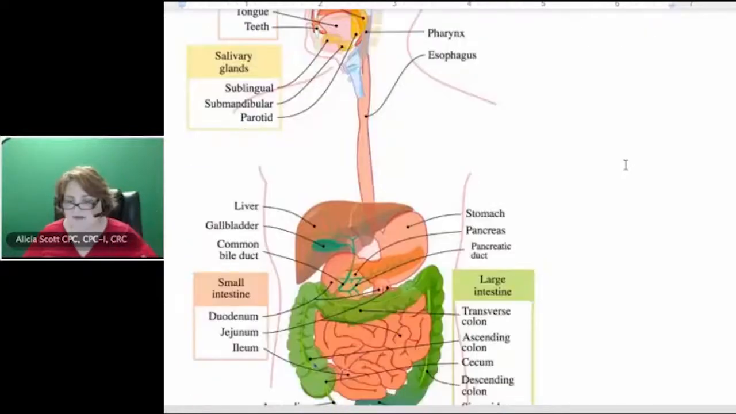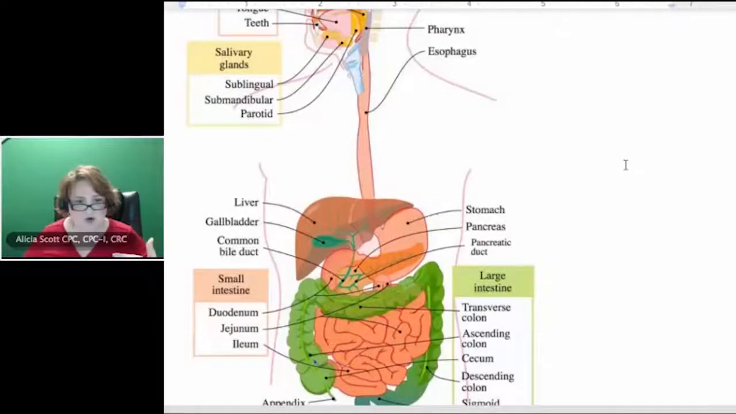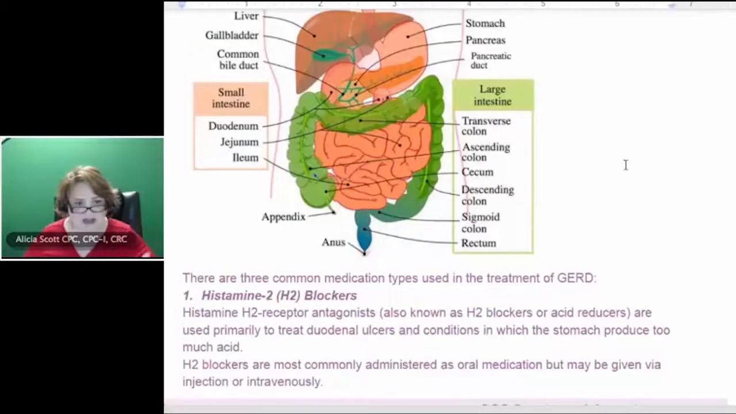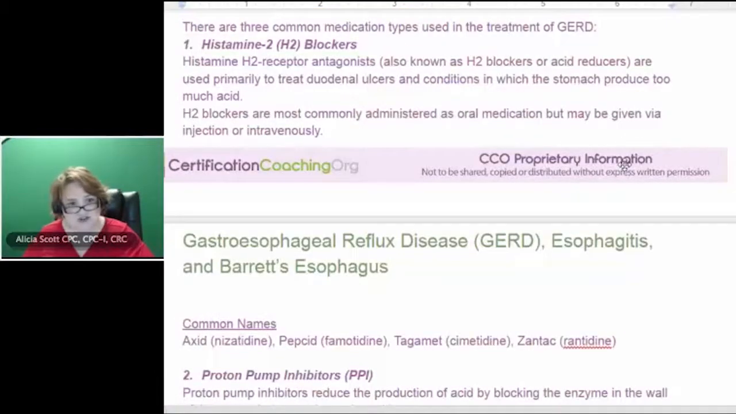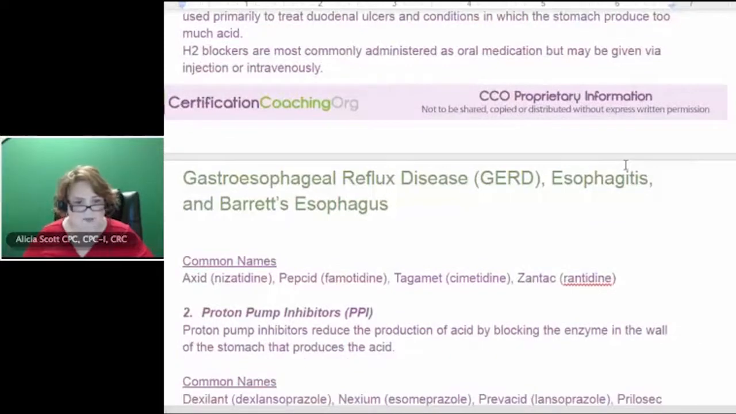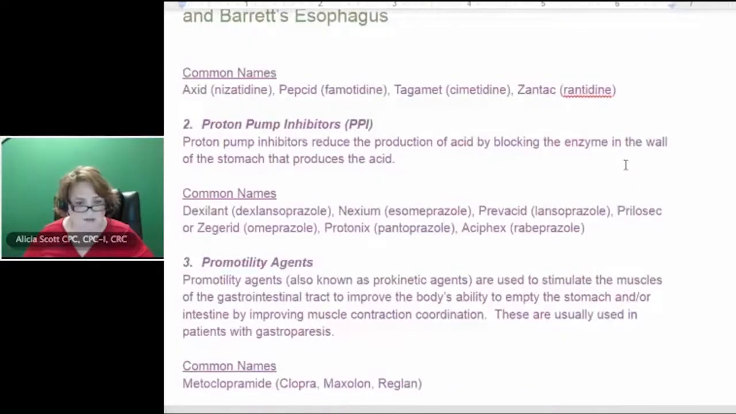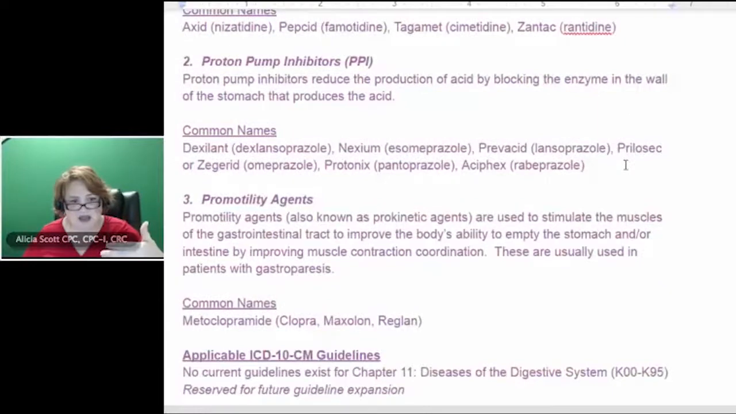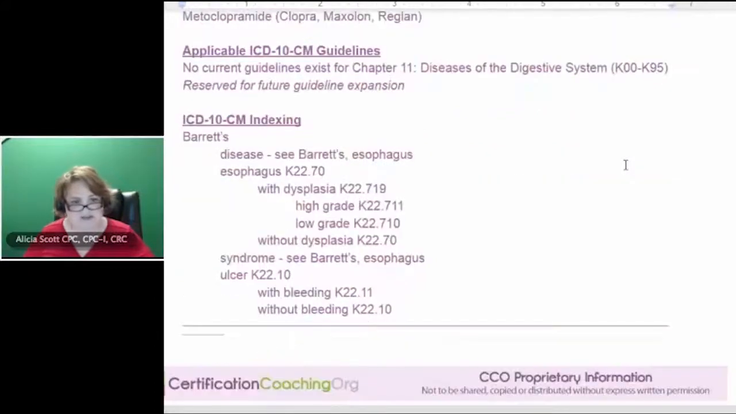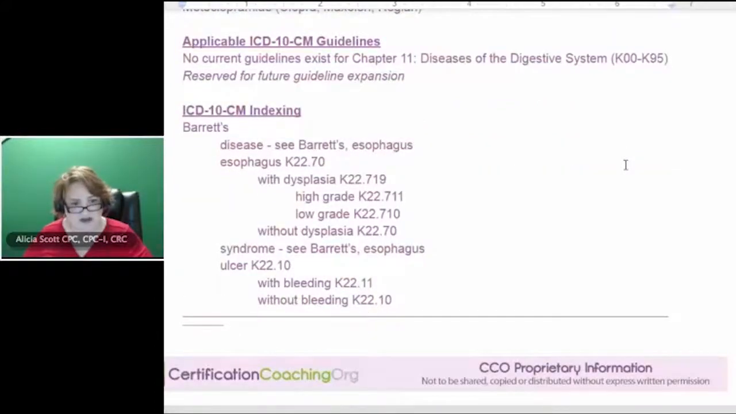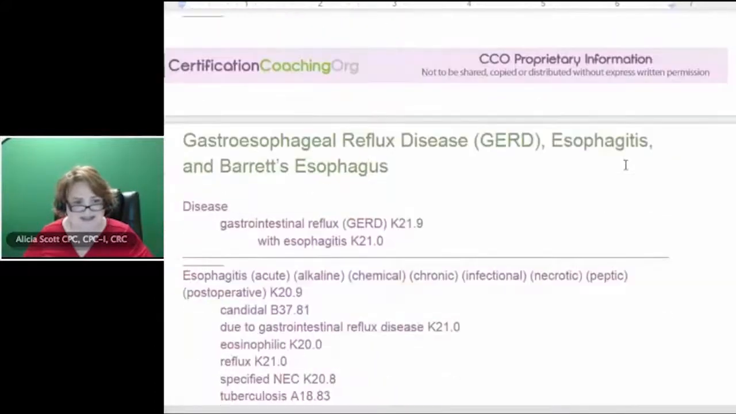Again, the anatomy, you've got to know the anatomy of the whole digestive tract to really understand even something like GERD. The medications that are common medications that are used for each of these, histamine blockers, proton pump inhibitors, and not only telling you what they are, but what they do. ICD-10 guidelines that are specific around this particular diagnosis or these diagnoses.